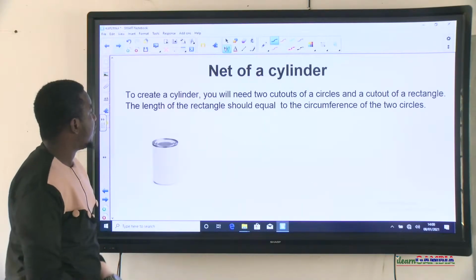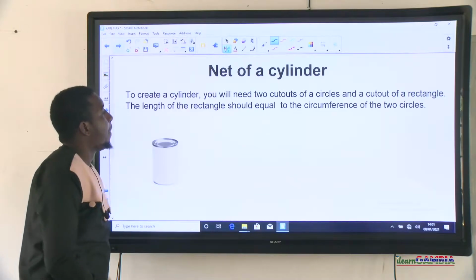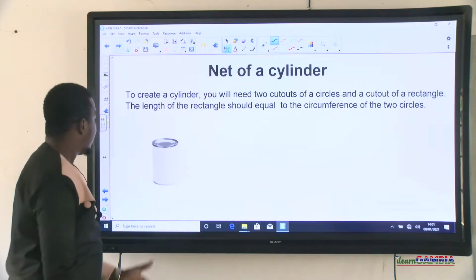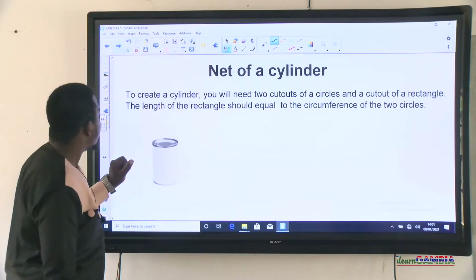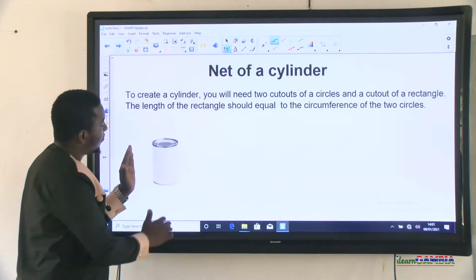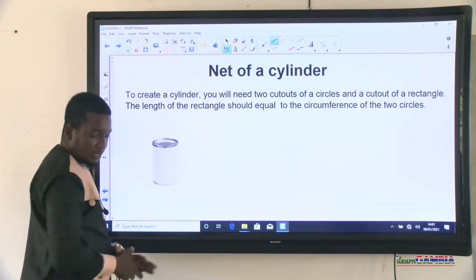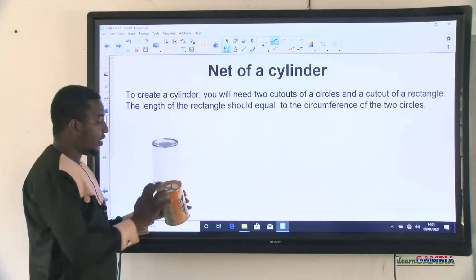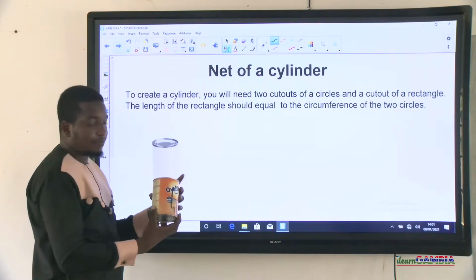Looking at the first one, which is a cylinder. Now, what do we need in order to form a cylinder? This is a milk tin. If for instance we want to discard this milk tin, we have a sample here which is an oval tin. If you want to discard this, what are we going to have?